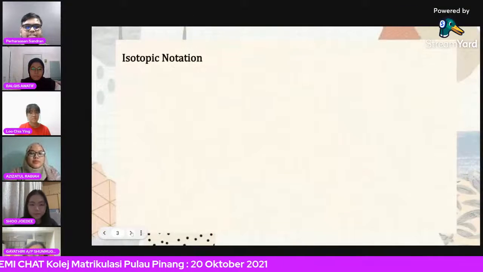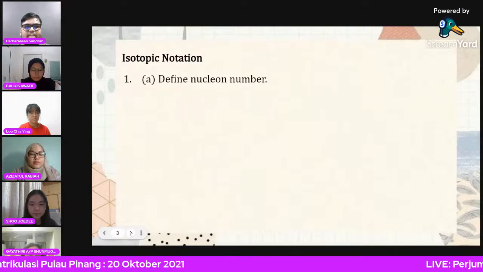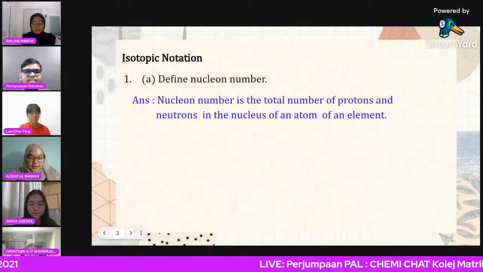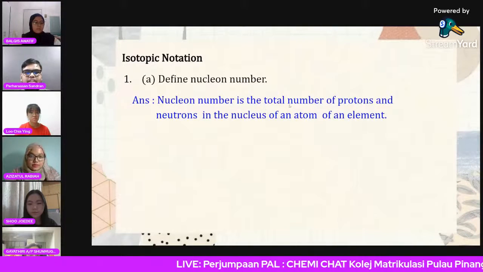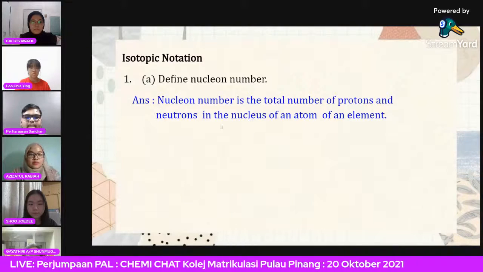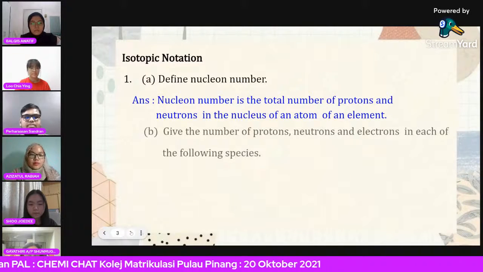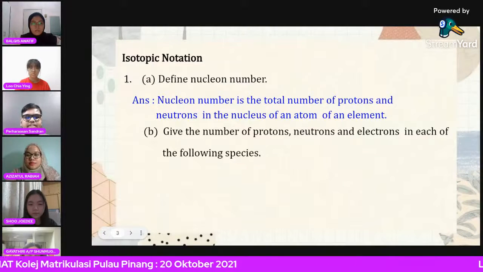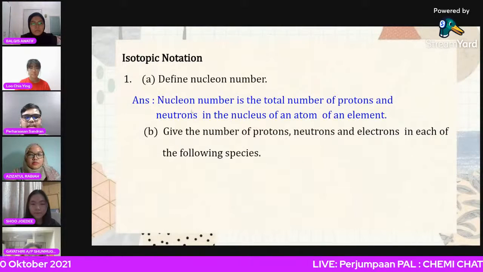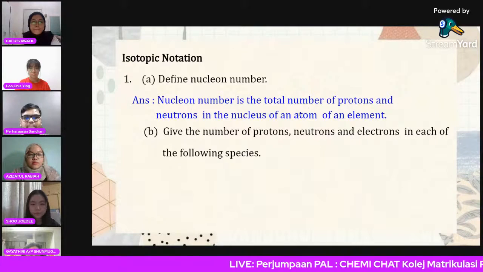Let's start with question number 1, defining nucleon number. The definition of nucleon number is the total number of protons and neutrons in the nucleus of an atom of an element. So, to score marks in this question, you have to include the key points: total number of protons and neutrons in the nucleus of an atom.